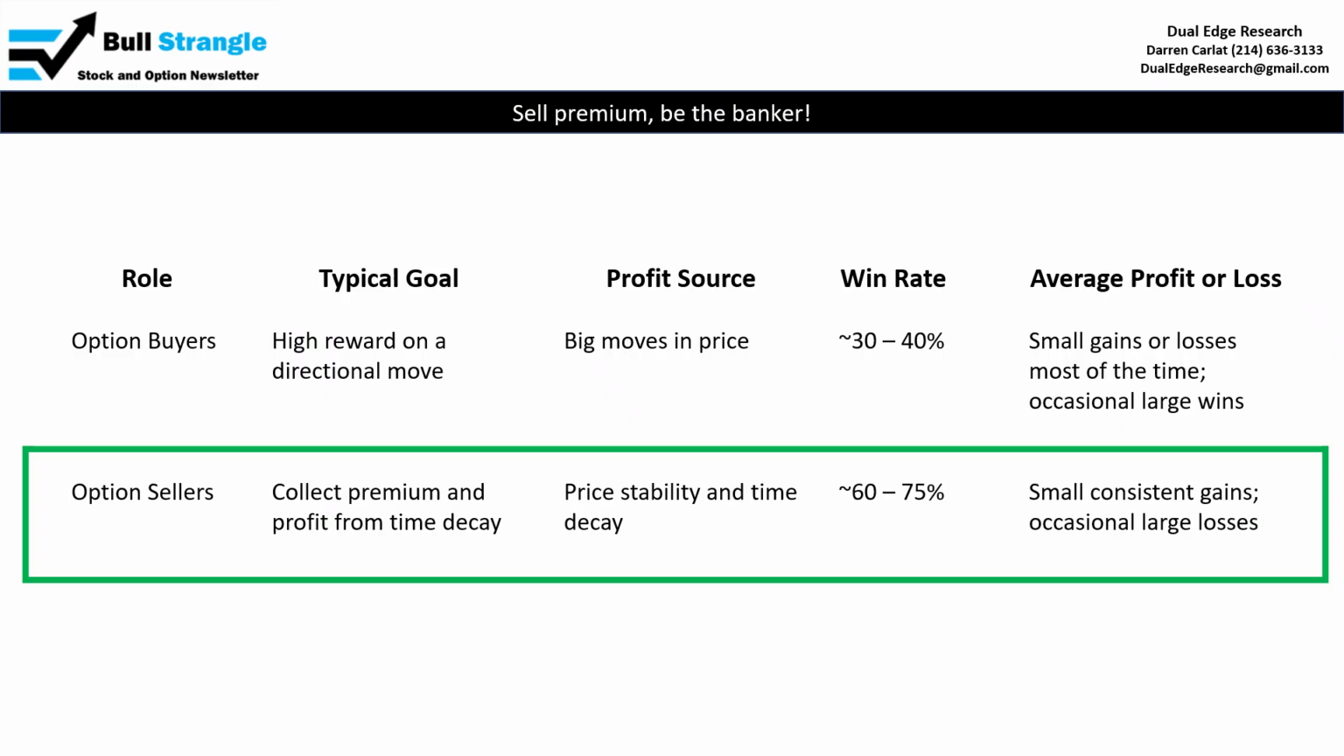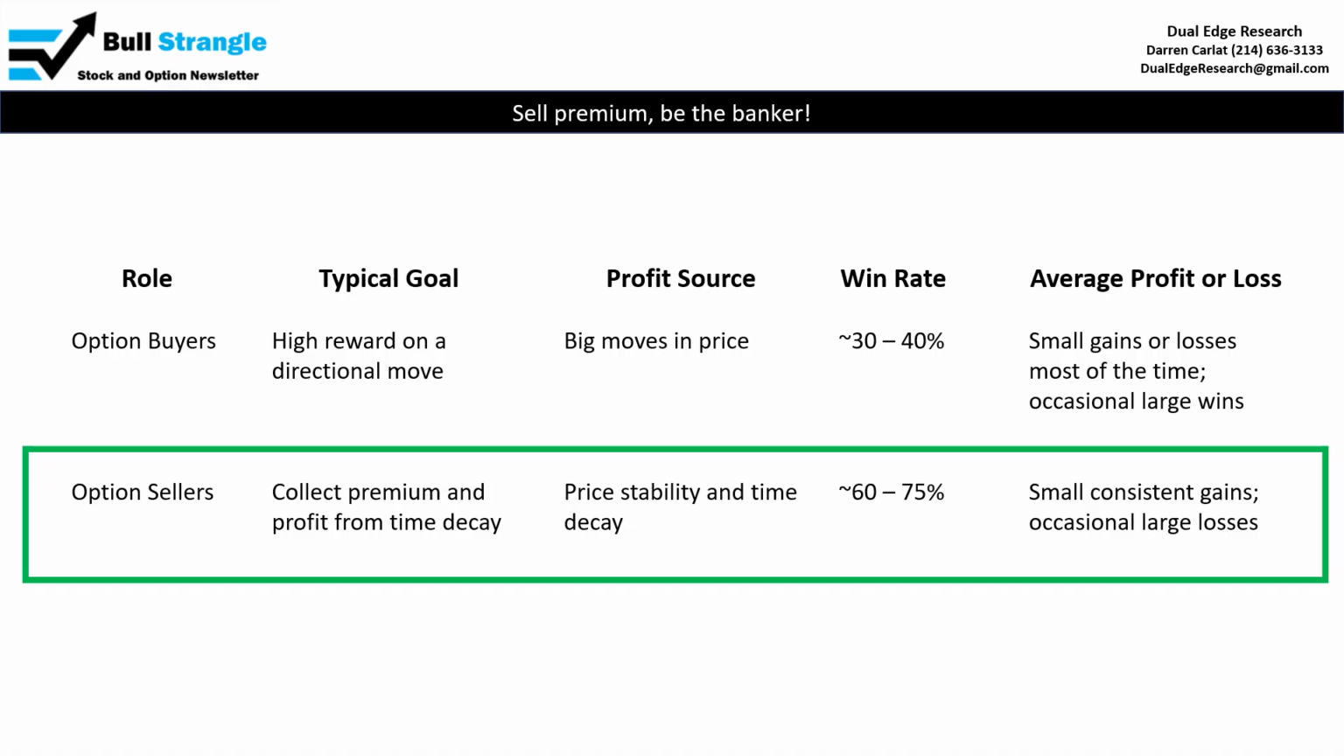We are going to collect premium and profit from time decay. The source is going to be price stability and time decay. Our win percentage is going to be between 60 and 75%. And actually, I'm currently exceeding this 75% when you look at the totality of the stock, the calls sold, and the puts sold. But I like that range there. It gives me some wiggle room.